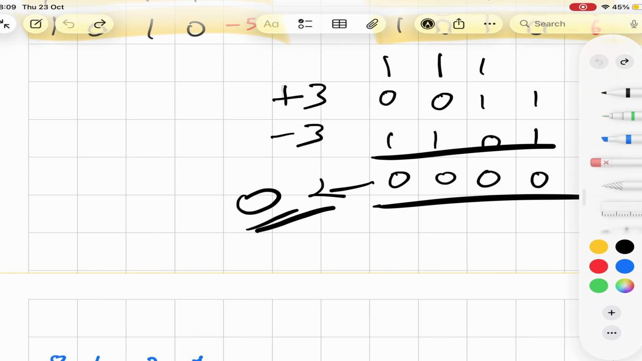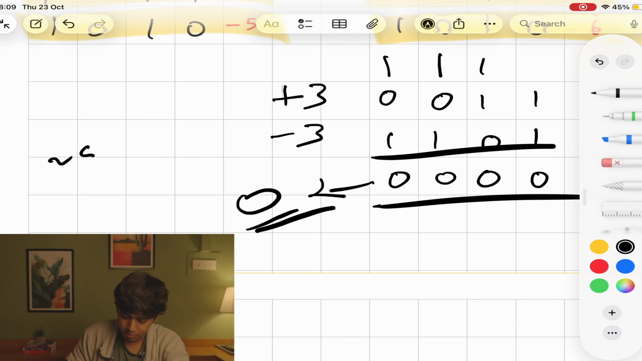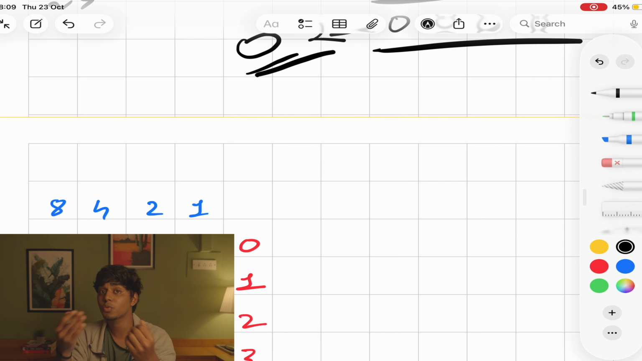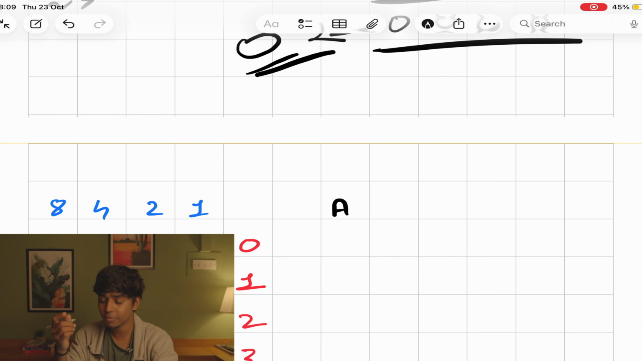So this 2's complement is the reason why, when you are using negation of any value in bitwise, you are getting the next value of it. So when you are saying negation of 5, you are getting minus 6. This is because of 2's complement. Now that you understand 2's complement, let's see the other operators in bitwise.